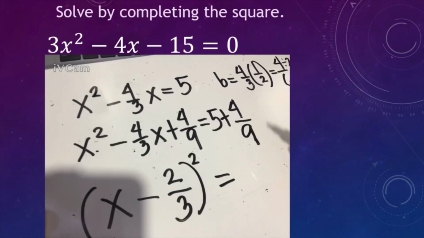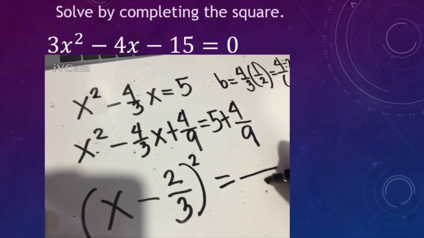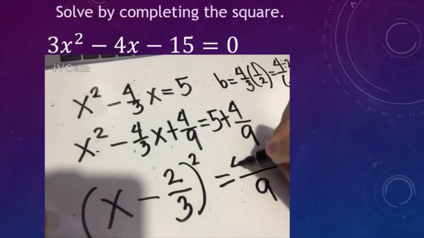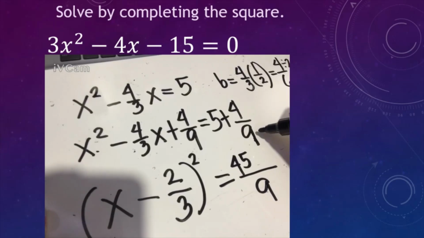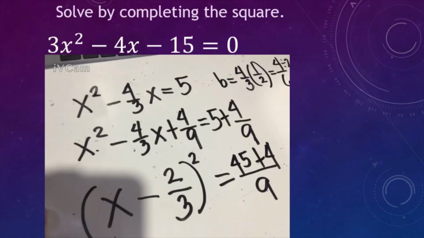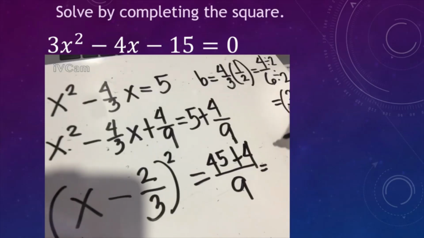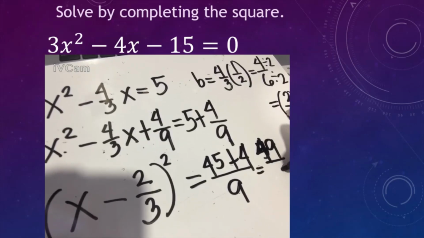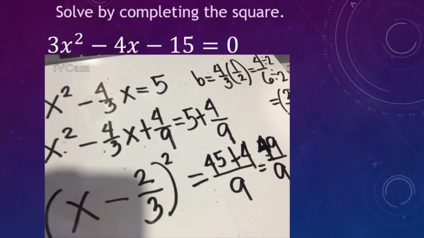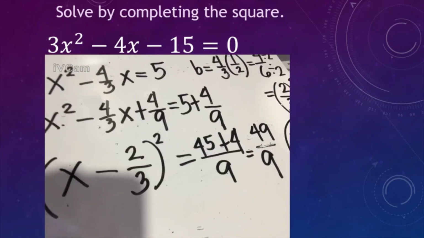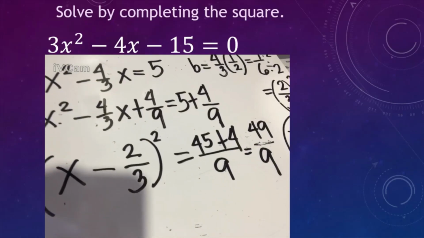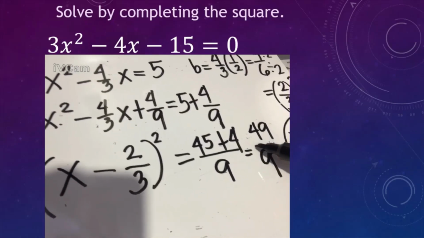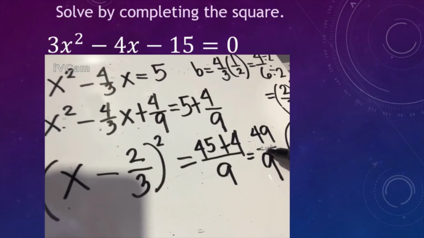5 plus 4 over 9 becomes 45 plus 4 over 9, because 9 divided by 9 is 1, times 4 is 4. So 45 plus 4 is equal to 49 over 9.